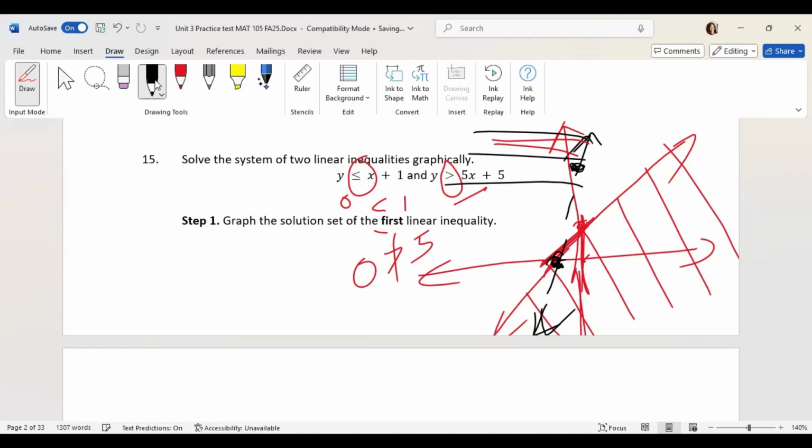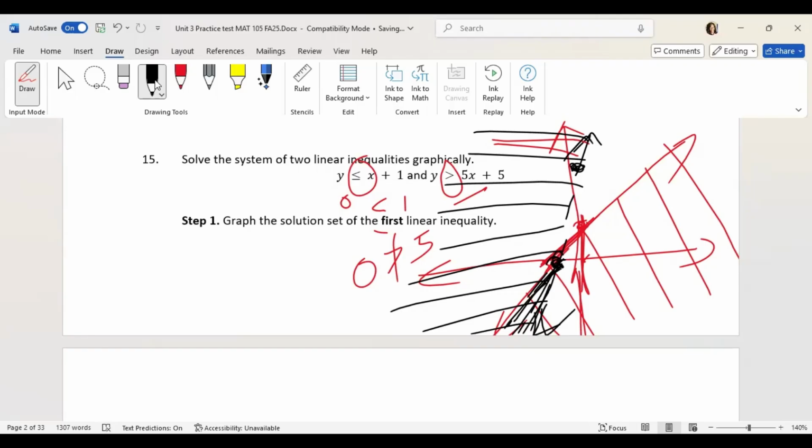So I should be shading the region this way, because I picked a point on the other side and it did not satisfy the inequality. The question now is, what is the solution region? Another way of saying it: which region is intersected by both lines? I want everybody to look. The region we can see is this small, narrow intersection here. That is the solution region.